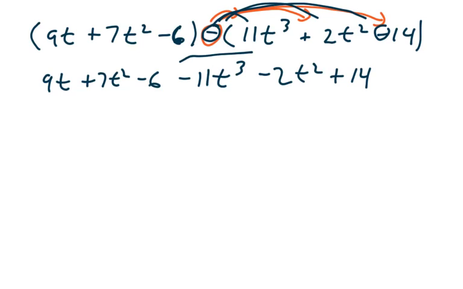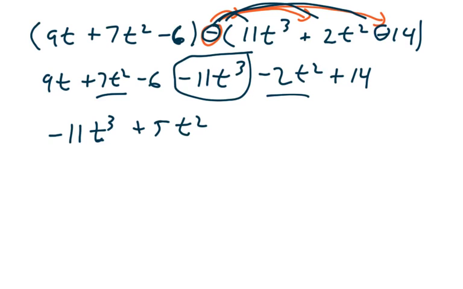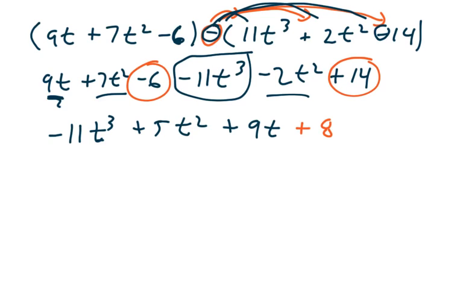So if you notice, this does not have any like terms. So I'm going to put that in front. Negative 11t cubed, because we always put them in standard form when we can. Highest to lowest power in order. Now I do have a 7t squared and a minus 2t squared. So that would be a 5t squared, right? I do have a 9t here and no other t, so I do have still a positive 9t. And then finally I have a minus 6 plus 14 is going to be a plus 8.